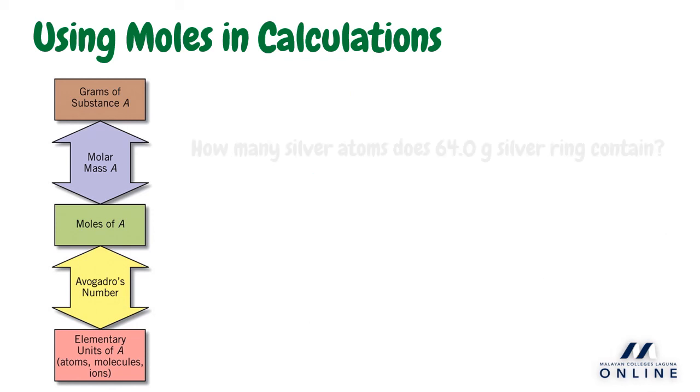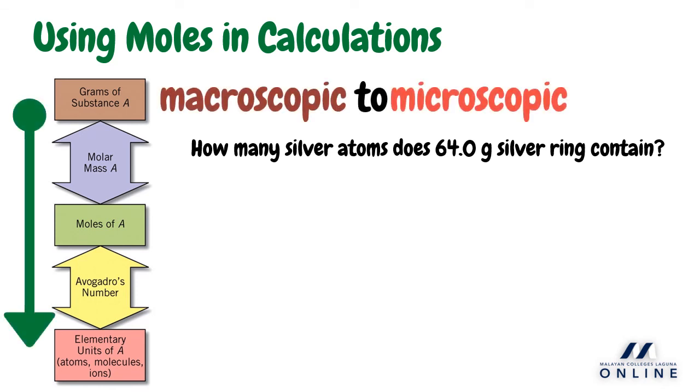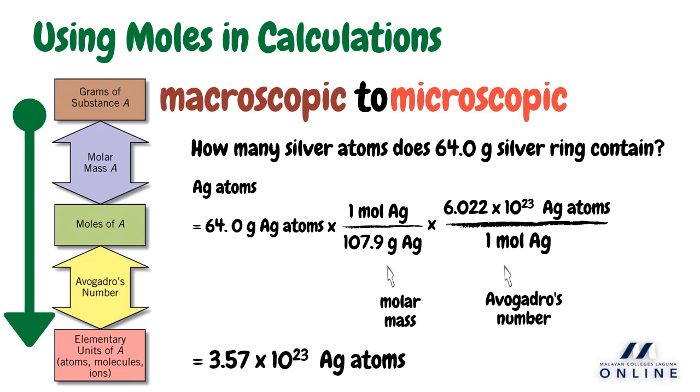In this example, we need to convert grams of silver to silver atoms. Thus, this is macroscopic to microscopic. We convert first grams to moles and then moles to number of silver atoms. So in that case, we need to utilize the molar mass and the Avogadro's number. Doing that, we're going to calculate 3.57 times 10 to the positive 23 silver atoms.